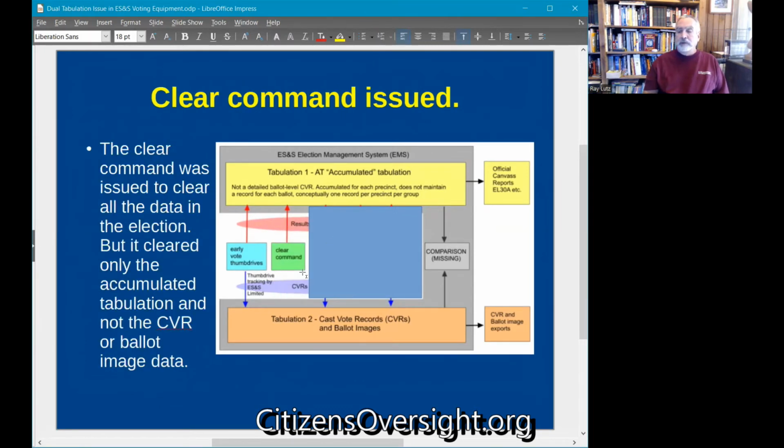So the next step was they issued the clear command, and we know now that the clear command only affects tabulation 1, so it zeroes out the accumulated tabulation. It does not zero out automatically the cast vote records and the ballot images down here. So if you don't do anything else, this clear command only affects this aggregated tabulation, and that's what they did.